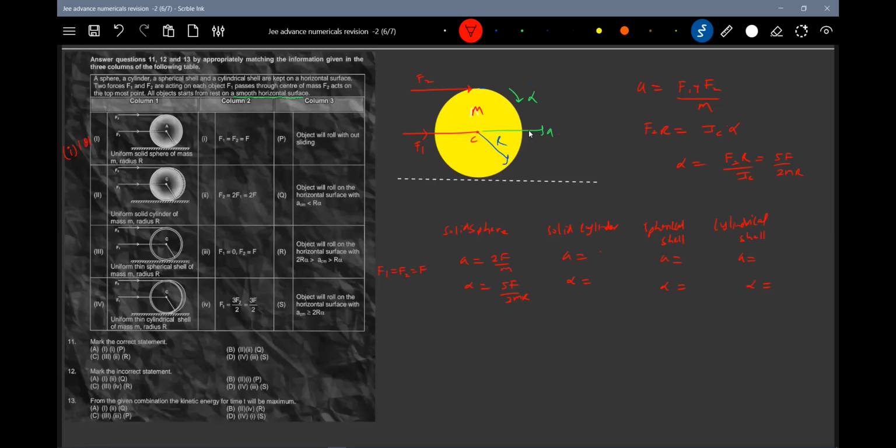Okay, anyway, this is for all the cases 2F by M, no? There's no problem with the alpha. Now I think you have certain moment of inertia. This will be solid cylinder, will be mr square by 2 only. Mr square by 2, I think will be 2F by M. Both will be equal, ACM equal to R alpha. Object will roll without slipping. P will come. Okay, this will be 2, 1, P.